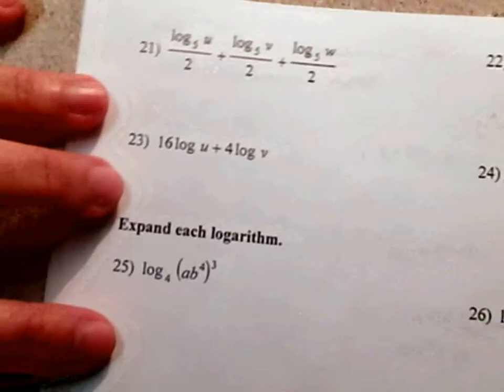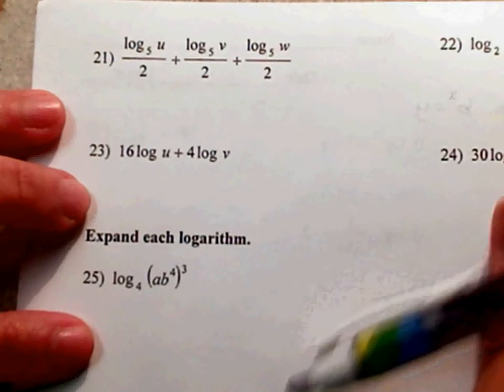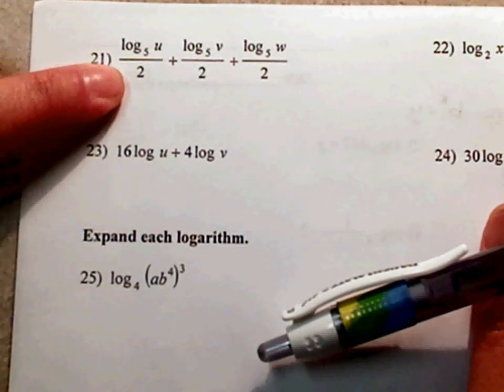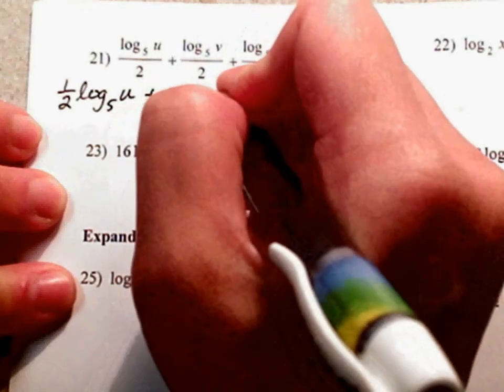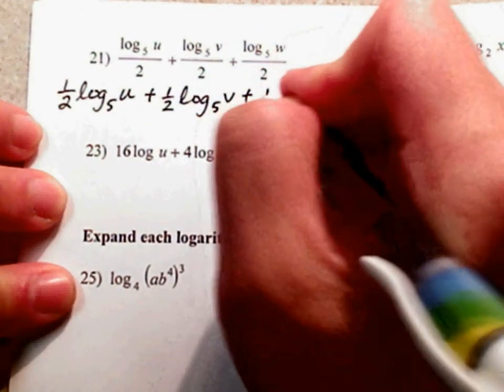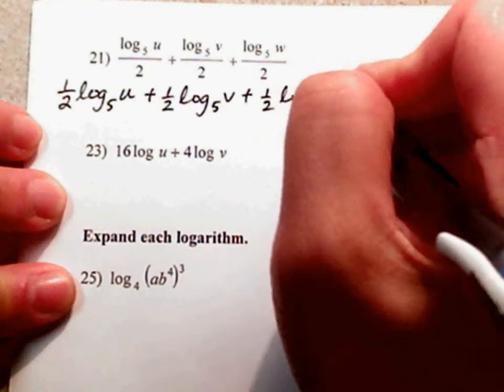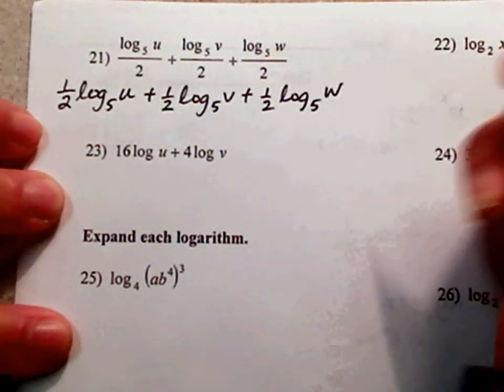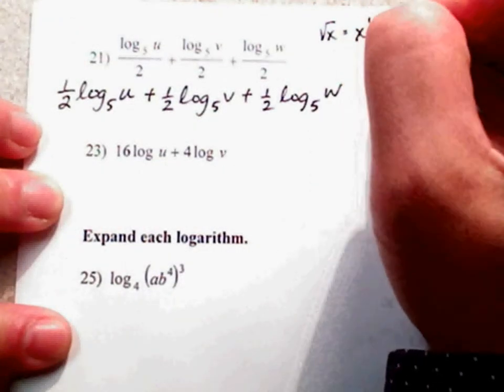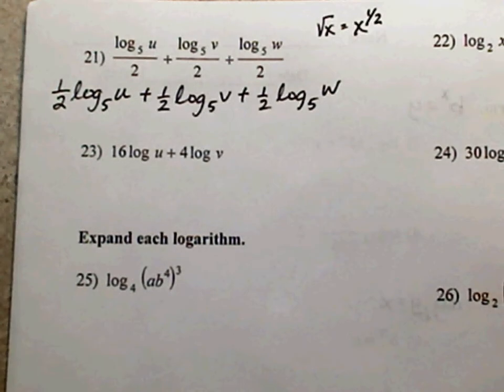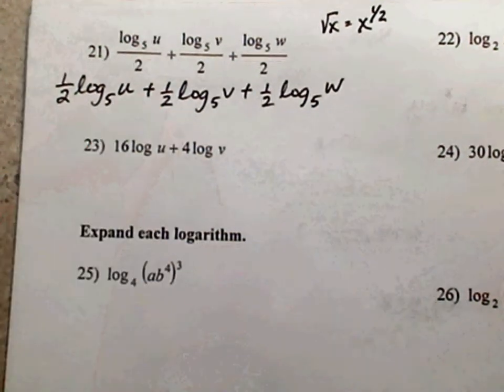Number 21. Remember, we want to write it as one log, okay? This here is the same thing as 1/2. So what you can do is rewrite it as 1/2 log base 5 of u plus 1/2 log base 5 of v plus 1/2 log base 5 of w. One thing you need to be aware of is this. Remember, a square root of x is the same thing as x to the 1/2. Just refresh your memory. Notice how these are all pluses right here.